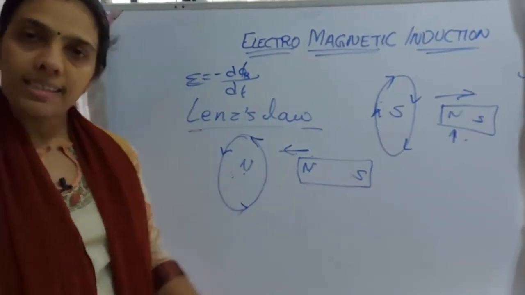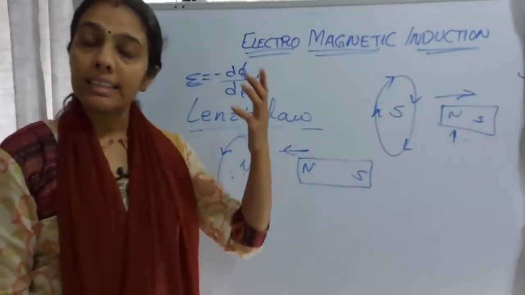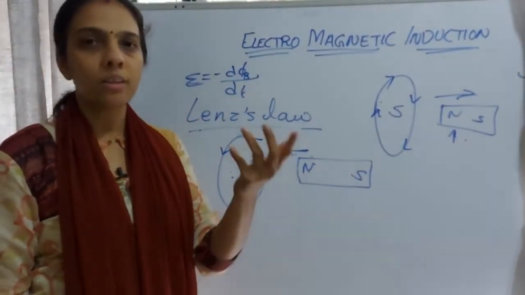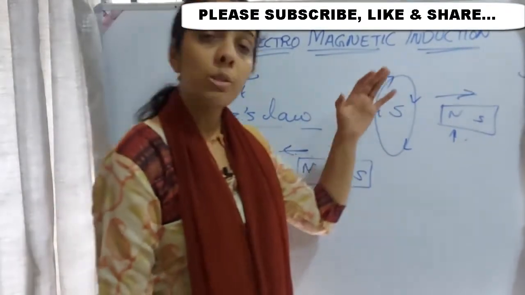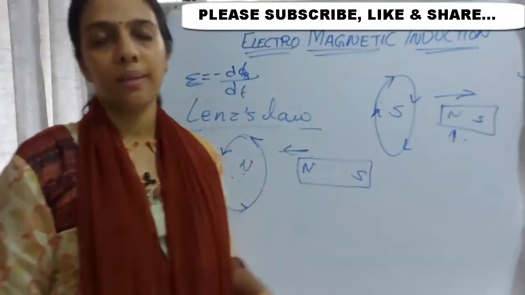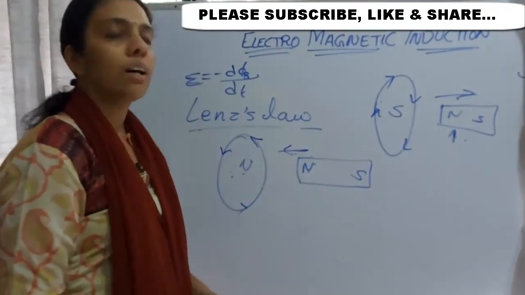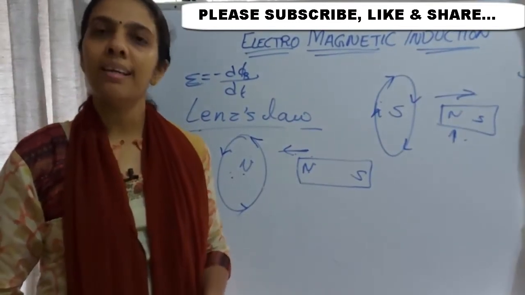We can increase the speed of the coil, or we can increase the strength of the magnet. We can increase the strength of the current. If the strength of the current is increasing, obviously magnetic strength also will be increasing, and we can vary the speed. In many ways we can change the EMF; the value of induced EMF will be changing.